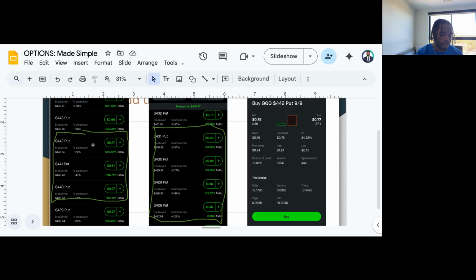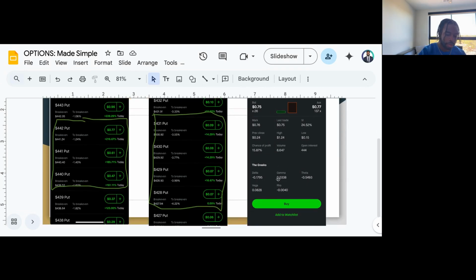Anyways, so we click on that 442 put, and you can see here the bid-ask spread is 75 and 77. There's really good volume, 8,647 contracts traded. Then the delta is 17, and the mark is going to tell you what the price of the contract really is. So that's about 25% per dollar move. If QQQ moves from 446 to 445, you just made 25%.